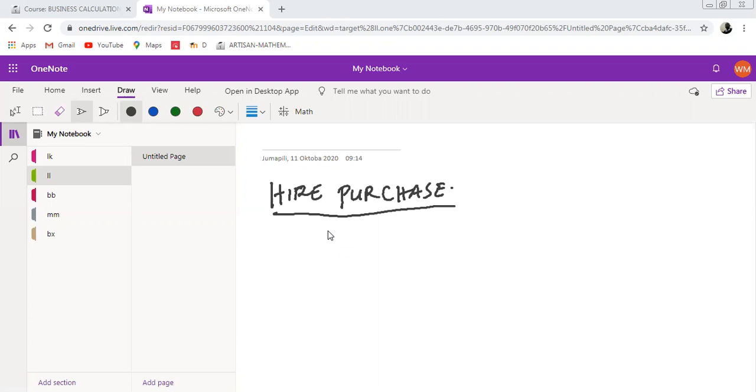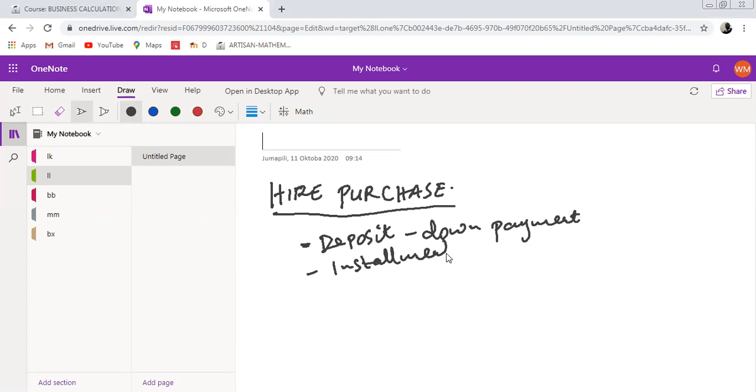For you to be able to acquire something on hire purchase, the first thing that you need to do is to pay the deposit. In other cases, it is known as the down payment. And then you are going to pay the remaining amount of money in what we call installments. Installments here depend on the duration that we have agreed with the seller.